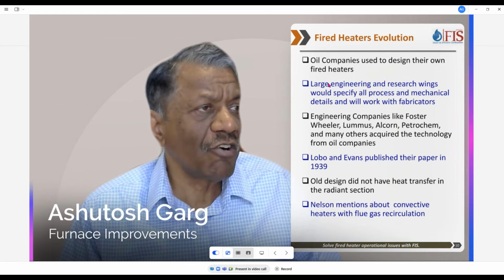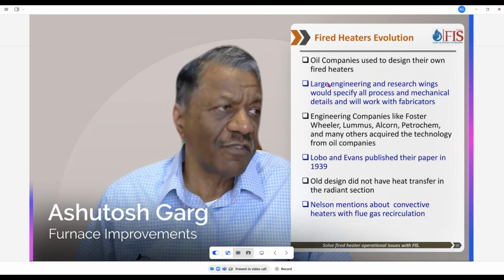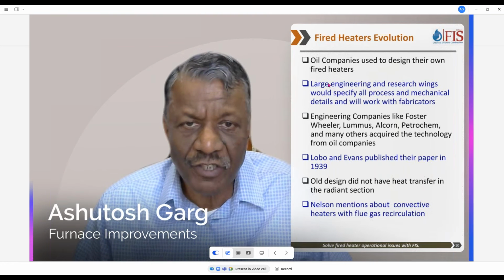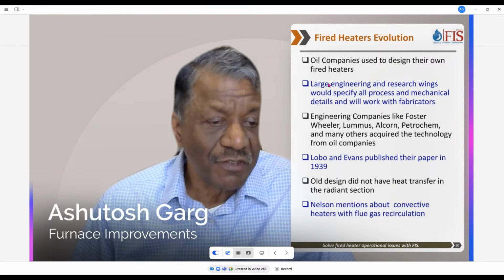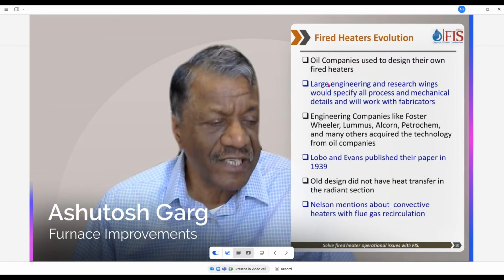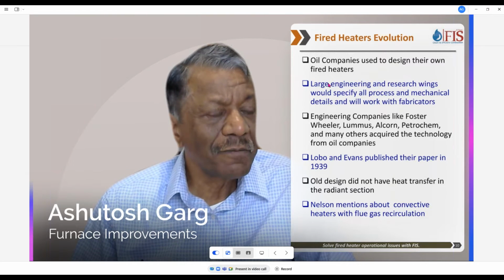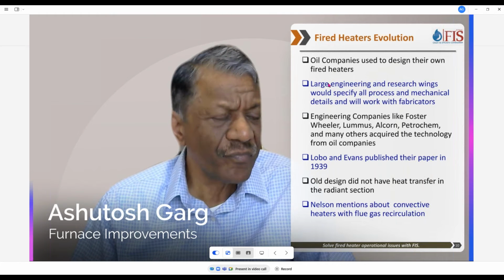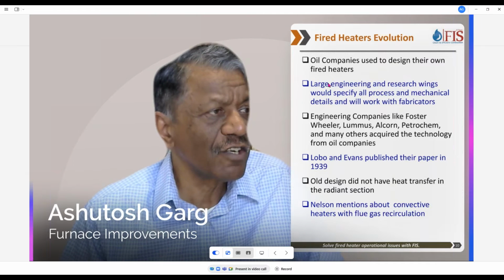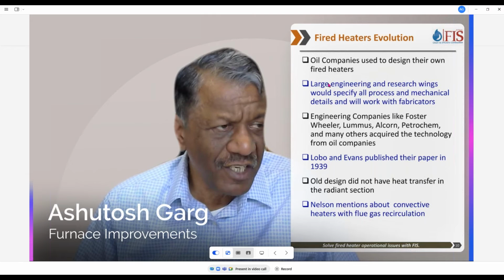Most of the oil companies would have large engineering and research wings, and they would specify all process and mechanical details and work with the fabricator. That's how these heaters were built. I would say till the 1950s, 1960s, most of the oil companies up to the 1970s were intimately involved in fire heater design. Later, engineering companies like Foster Wheeler, Lummus, Alcorn, Petrochem acquired the technology and came up with their designs.